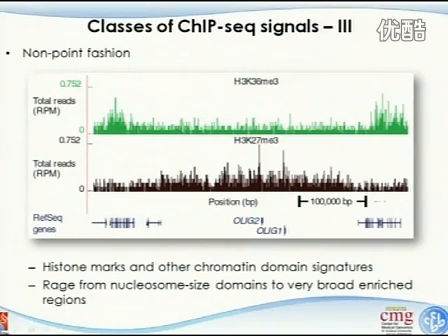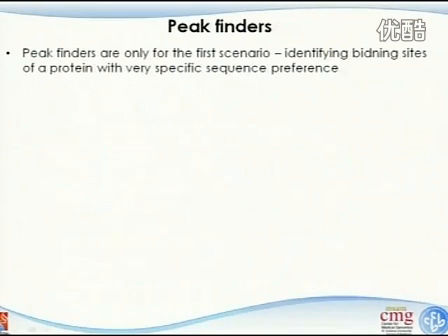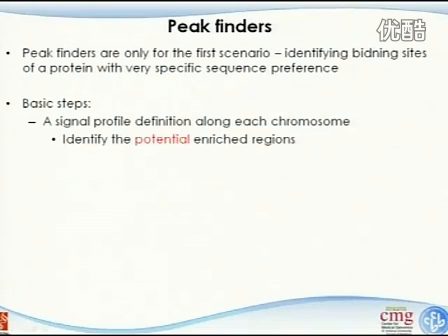So those are the third type of signals, and we are not going to talk about this in this lecture, and because this is epigenetic regulation, we'll talk about it next. But today, we only focus on the first type, which is the peak detection for the transcription factors. Okay? And so this is also called the peak finders. Peak finders are only for the first scenario, identify the binding sites of protein with very specific sequence preference.